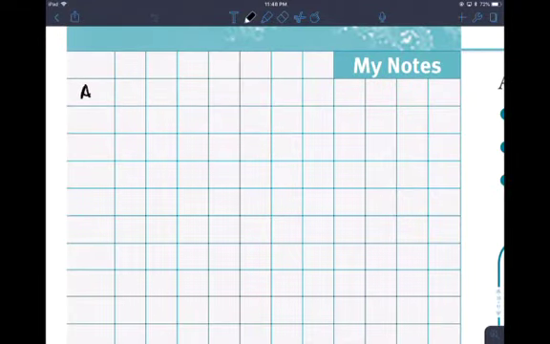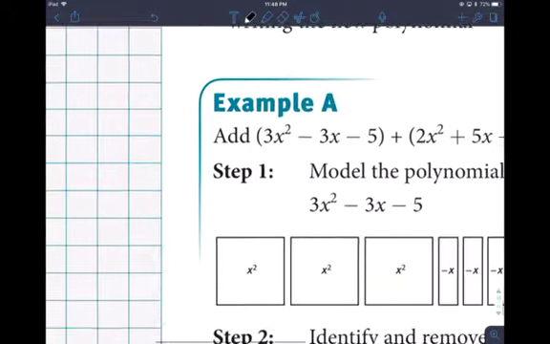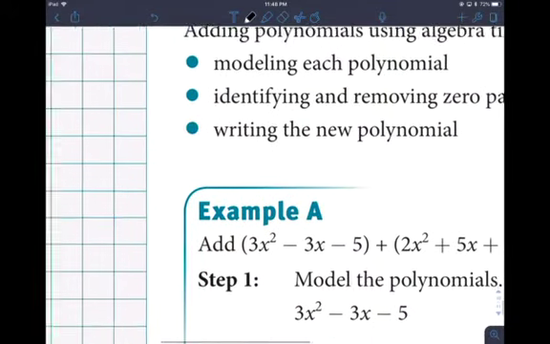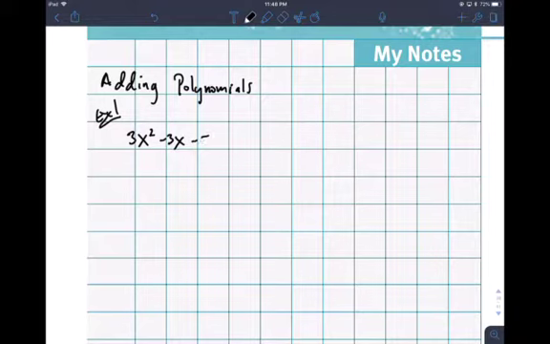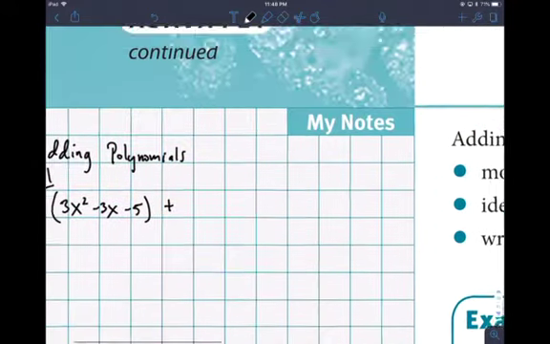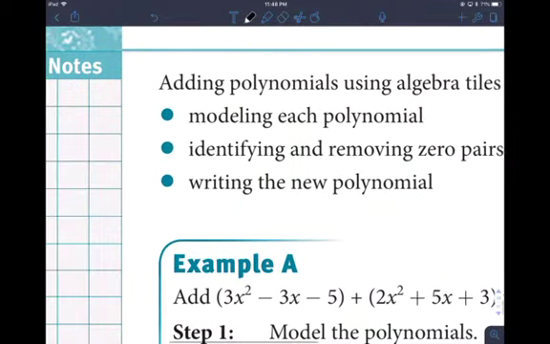So adding polynomials. We talked about what polynomials are. So here's example 1: 3x squared minus 3x minus 5. Notice we put that in parentheses. Plus 2x squared plus 5x plus 3.